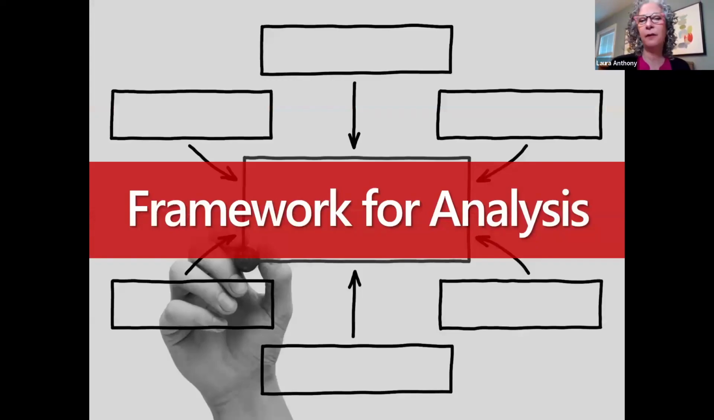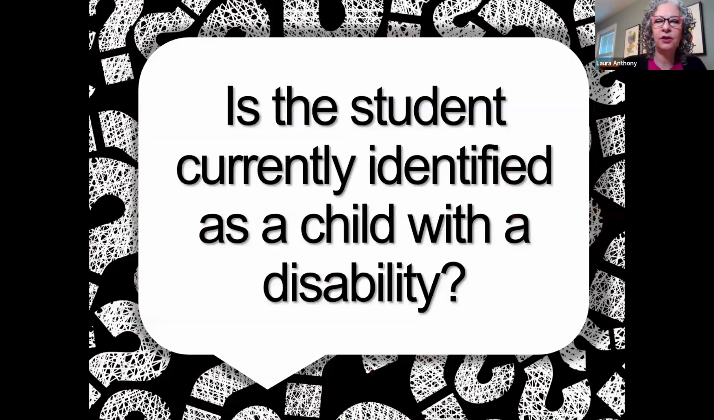This is our framework for analyzing any special ed discipline situation. You always have to look at these 4 questions, and I'm going to go through them quickly, and then we're going to go into them individually. So just as an overview, question number 1 is really easy. I think we'll move to that slide. Question number 1 is: is the child currently identified as a child with a disability? That's easy. Yes or no? Do they have an IEP? Are they currently identified as a child with a disability?